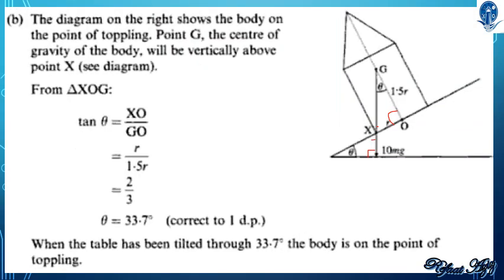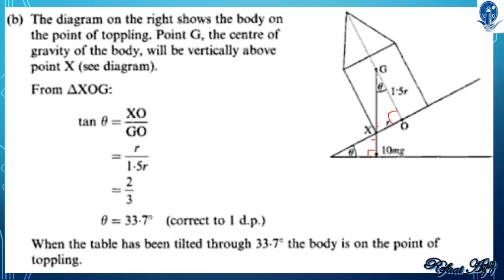Part B: we put the body on an inclined plane. It's about to topple. As I told you, the center of gravity and the point of toppling are on the same vertical line. To find the measure of the angle of toppling, call it theta. This is a right angle and this is a right angle. These two angles are vertically opposite angles, equal in measure. Then the third angle equals the third angle.